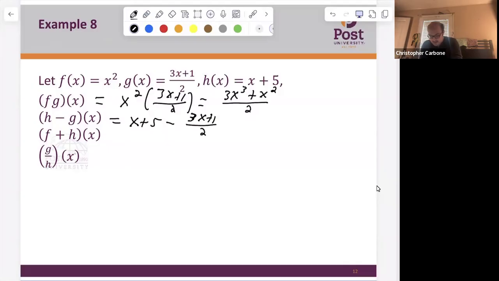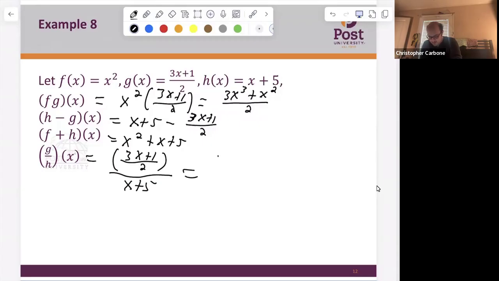F plus h of x will just be x squared plus x plus 5, and g divided by h will be 3x plus 1 divided by 2, that divided by x plus 5, which we could simplify a bit. This is the same thing as 3x plus 1 over 2 times 1 over x plus 5. So 3x plus 1 over 2x plus 10 for this particular case.